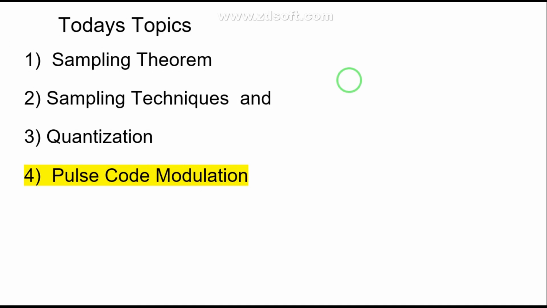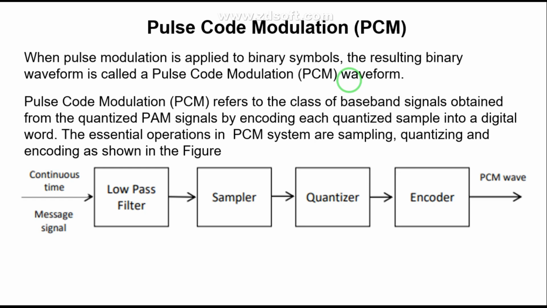The next topic that we are going to see is pulse code modulation. Now, when pulse modulation is applied to binary symbols, the resulting binary waveform is called what? Pulse code modulation. Pulse code modulation basically refers to the class of baseband signals obtained from quantized PAM signals by encoding each quantized sample into a digital word.